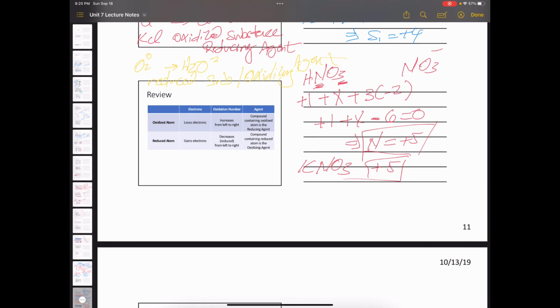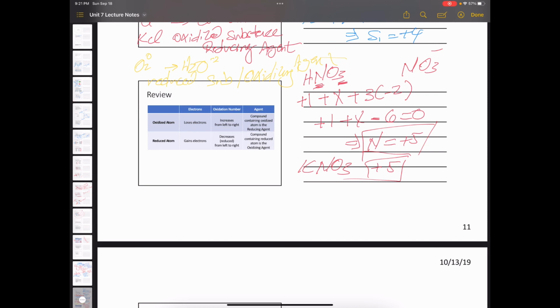So to review everything together, oxidizing atom is the atom that lost electron. The change in oxidation number is increasing, so it increases in oxidation number. That means we're having more proton, less electrons, and that's how the oxidation number goes up. Okay, the compound containing the oxidized atom is considered a reducing agent.